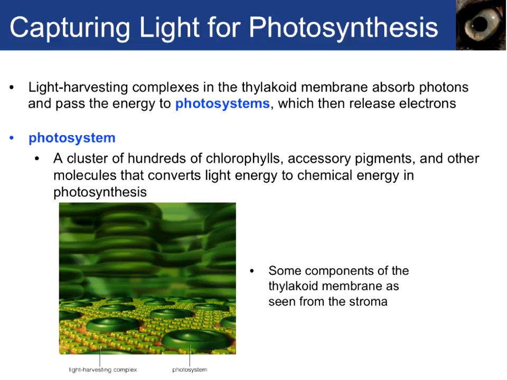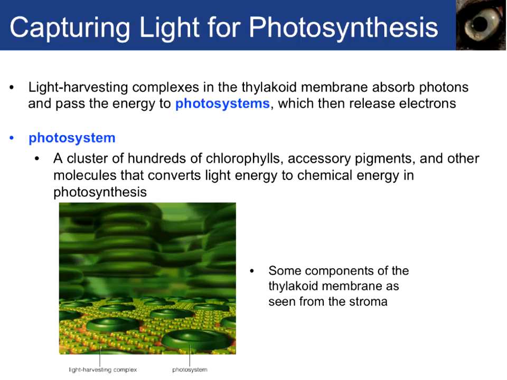So again, these are the light-dependent part of the reaction. Light harvesting complexes in the thylakoid membrane absorb photons and pass the energy along to the photosystem. Photosystems are clusters of hundreds of chlorophylls. They also contain accessory pigments and other molecules. And these photosystems then release the electrons into the electron transport chain.